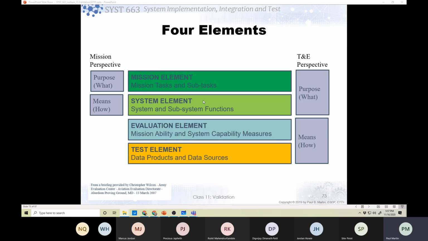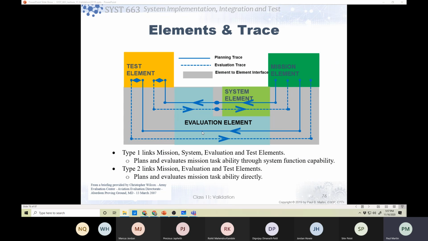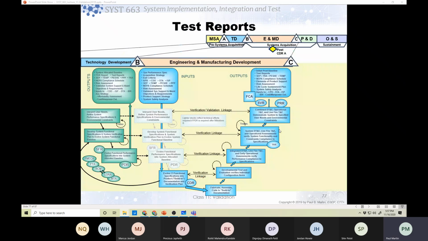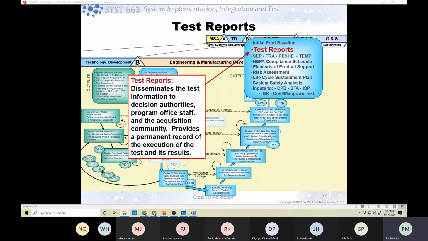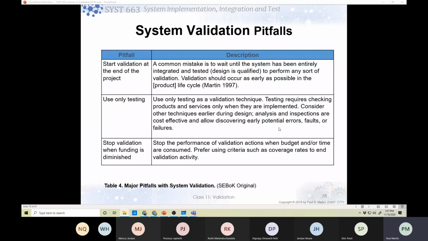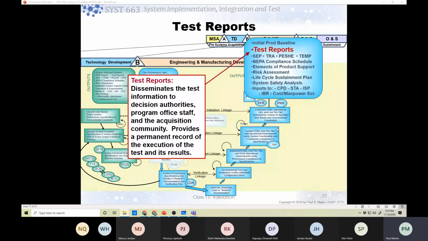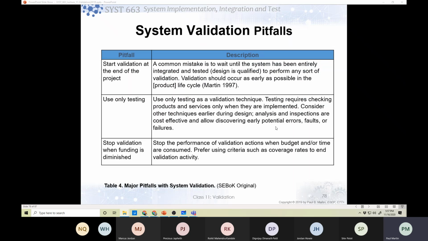This goes into, when you look at the mission element versus the system element, and then what kind of evaluation or testing is done between those elements, and it shows how they link to each other. All right, and of course, test reports are very important. They disseminate the information of how well the validation went, and it's a good record of saying, yes, we passed and executed the test, and here are the results.